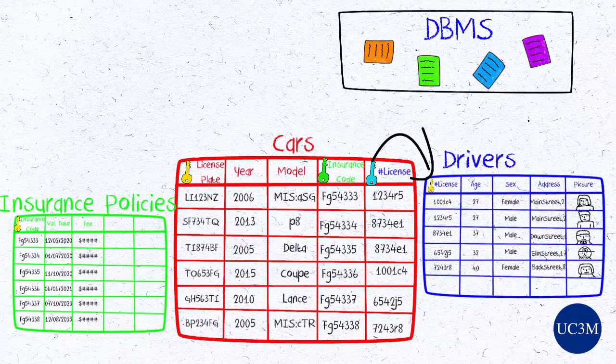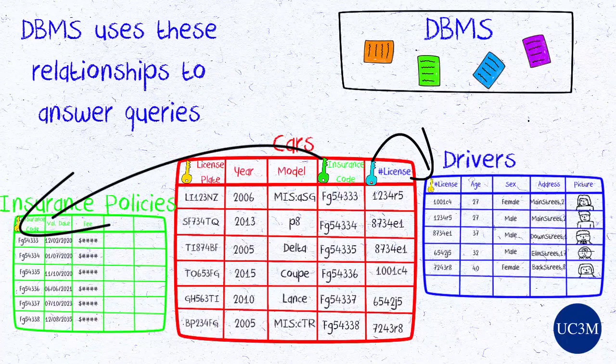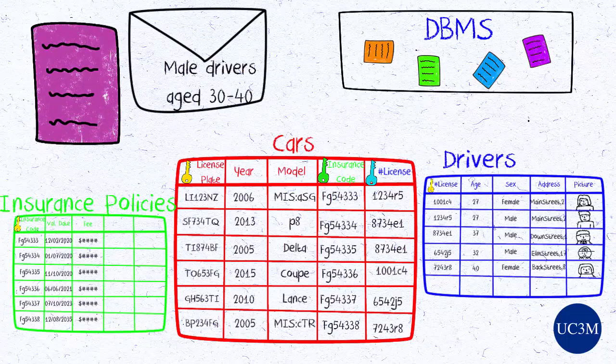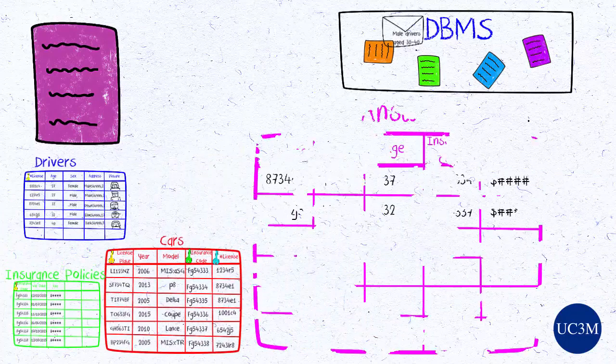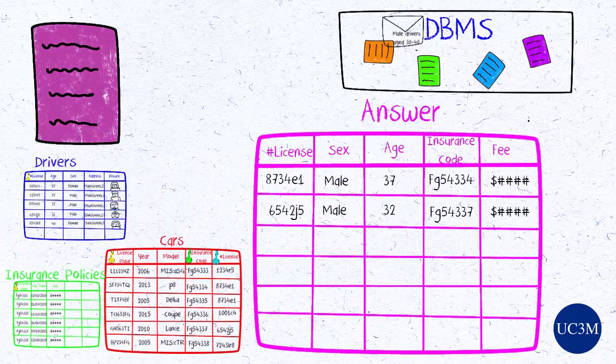The relational database management system is then able to use these relationships, implemented through foreign keys, to answer queries involving more than one table. An application program could, for example, ask the database management system to compile a table encompassing those cars whose drivers are males aged 30 to 40. That table could also contain the insurance policy's code and its annual fee.